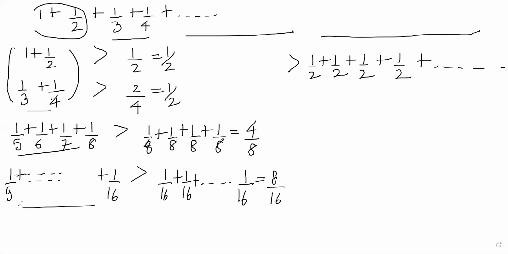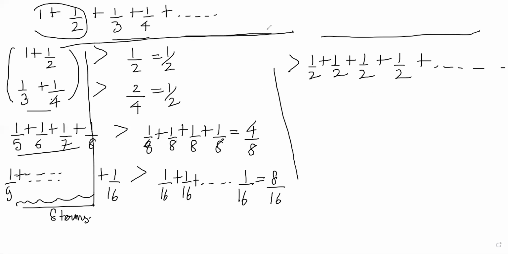Are you understanding? Here you can take 8 terms. Right, sir. Always you can now add up like this and add up like this, and you can say that this series is greater than this, and this is clearly diverging because there are infinite terms here, right? Right.